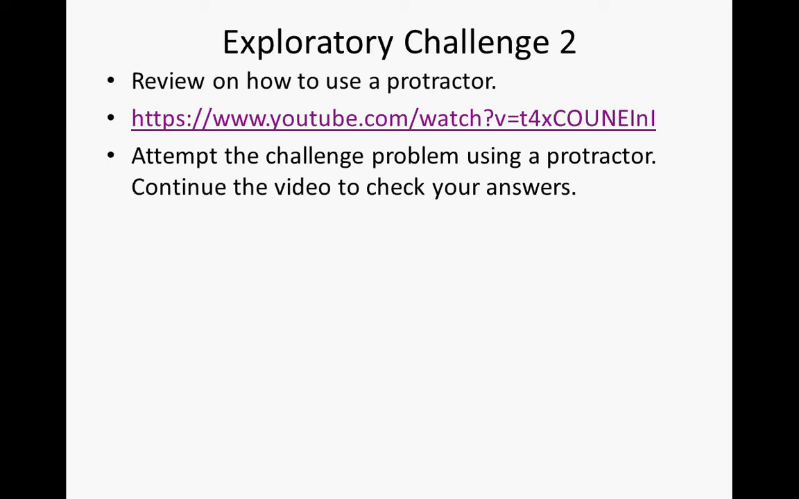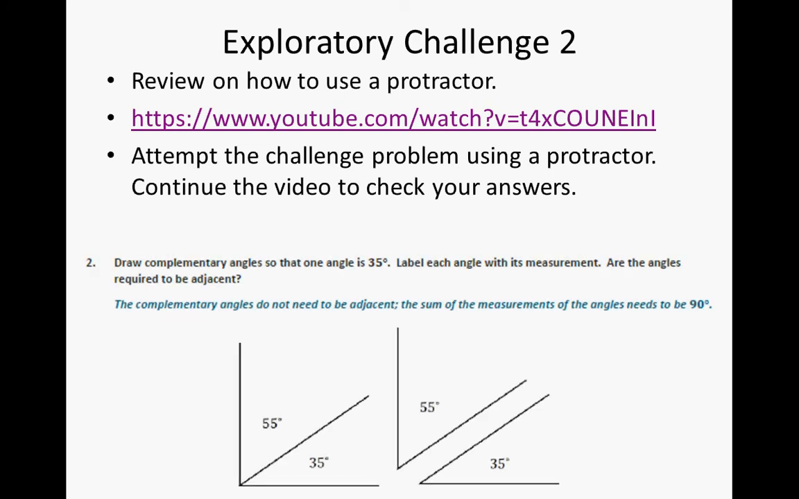Okay, you should be done with Exploratory Challenge 2. It asks to draw complementary angles so that one angle is 35 degrees. Label each angle with its measurement, and are the angles required to be adjacent? And the answer is that complementary angles do not need to be adjacent. The sum of the measurements of the angles needs to be 90 degrees. So you could have drawn them together, or you could have drawn them separately, as long as one was 55 degrees and the other is 35 degrees.